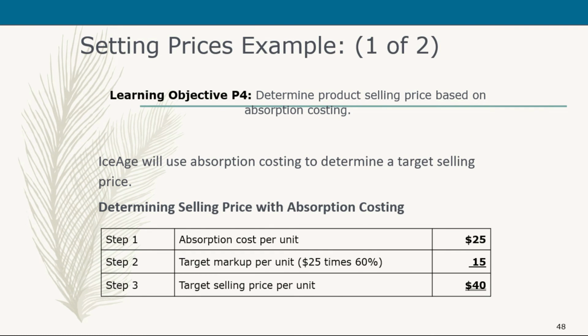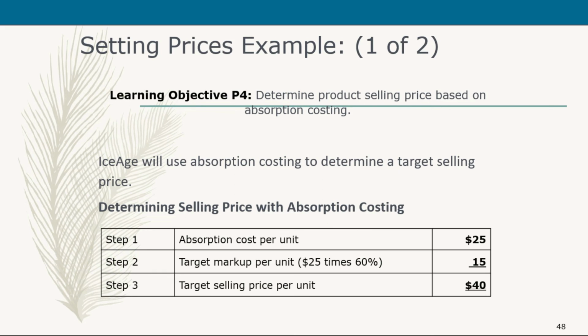So here's an example. ISH will use absorption costing to determine a target selling price. So in here, we have to determine the selling price with absorption costing. So step 1, we need to get the absorption cost per unit. And we have already computed this one. It is valued at $25 per unit, or what we call the full or absorption cost.